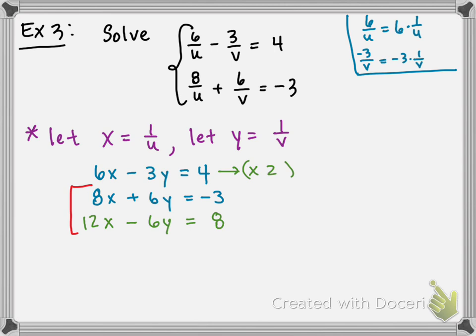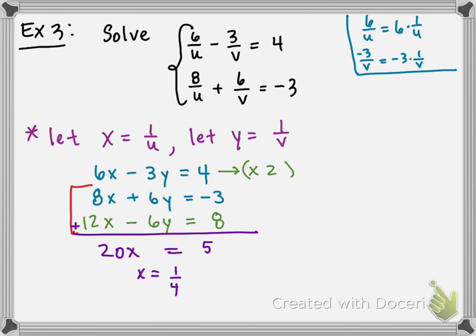So here we go. Eliminating y means that I'm going to add straight down. So what's 8 plus 12? Well, that's 20x. Eliminate the y's, which equals now 8 plus negative 3. Isn't that 5? Yes. So then divide both sides by 20, and we get x is equal to 1/4.